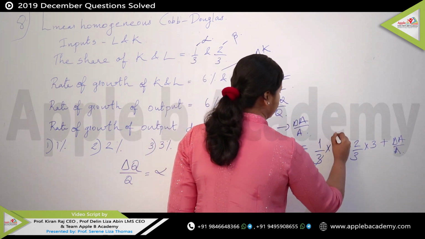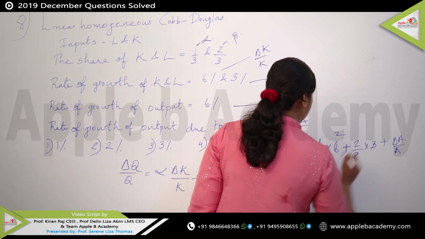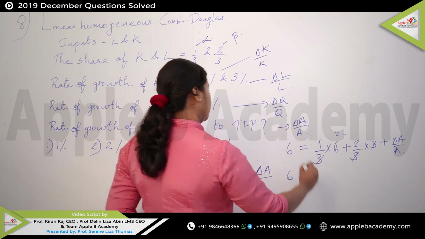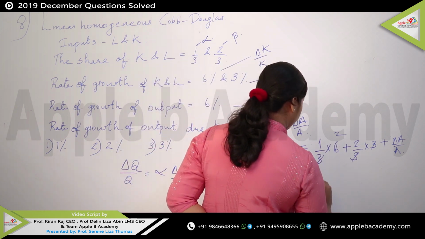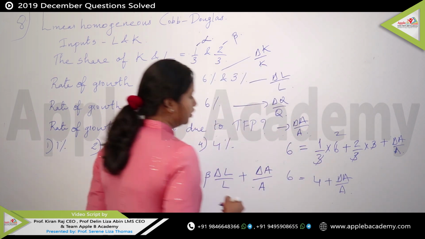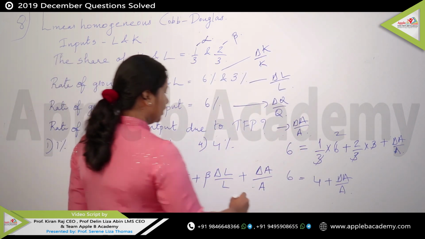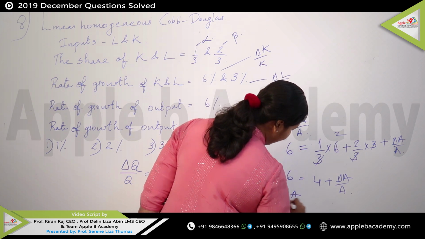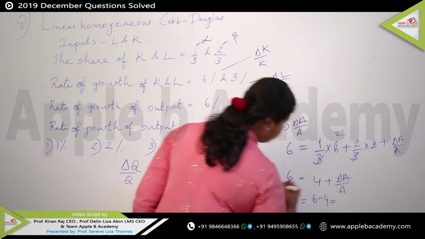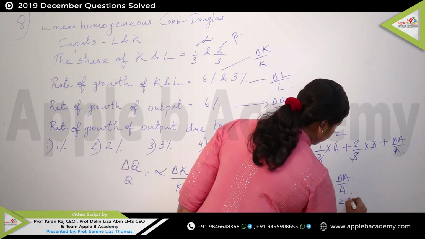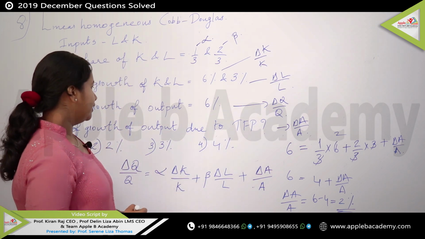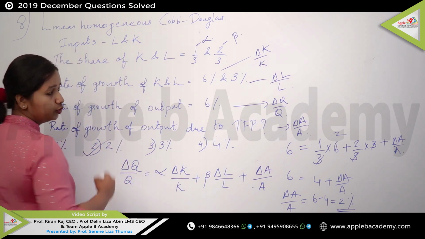So you get 6 equal to 2 plus 2, 4, plus delta A by A. So delta A by A is equal to 6 minus 4, which is 2%. So the answer is option 2, 2%.